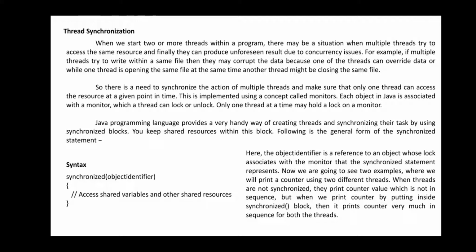When we start two or more threads within a program, there may be a situation when multiple threads try to access the same resource. Then finally they can produce an unforeseen result due to concurrency issues. For example, if multiple threads try to write within the same file, then they may corrupt the data because one of the threads can overwrite data, or while one thread is opening the file, another thread might be closing the same file at the same time.